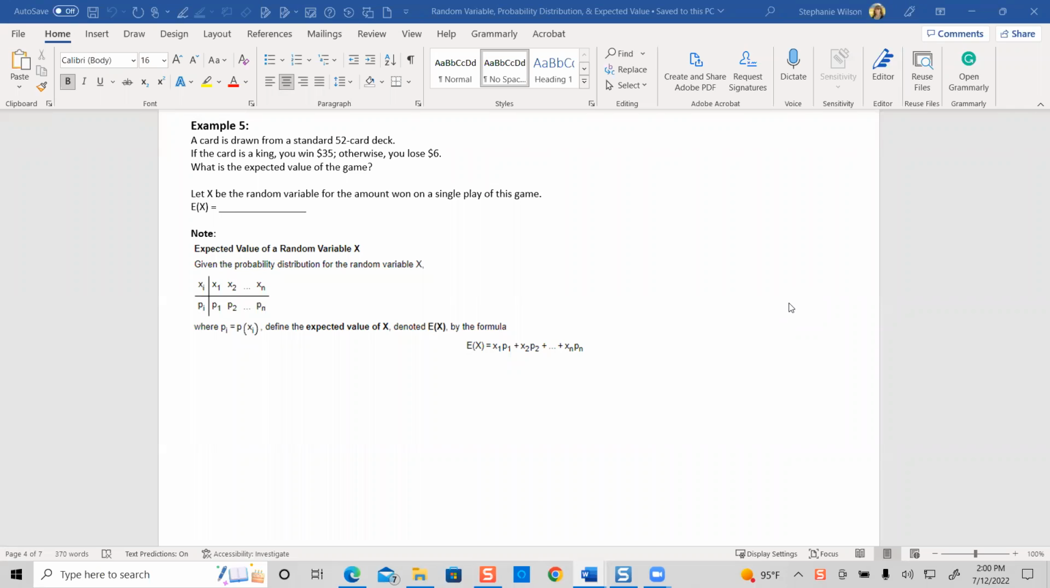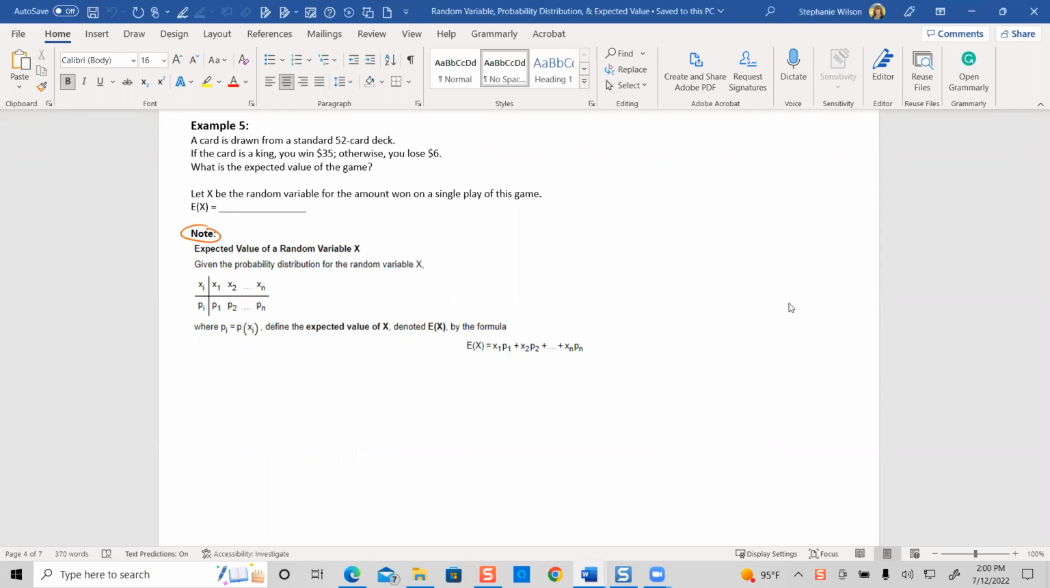A card is drawn from a standard deck of 52 cards. If the card is a king, you win $35. Otherwise, you lose $6. What is the expected value of the game? So we're going to let X be the random variable of the amount won on a single play of this game. Okay, so now we have the expected value we're solving for.